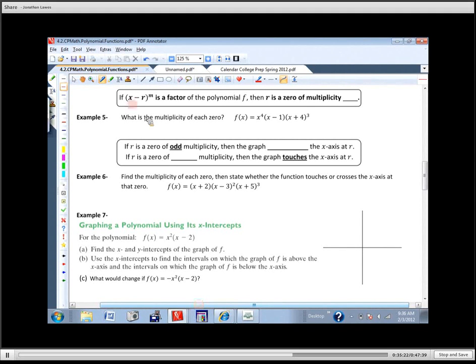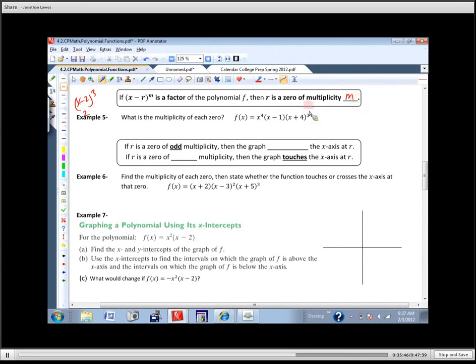Okay, so it says this. It says if x minus r raised to the m is a factor of the polynomial. So if we've got that as a factor, so if we've got something like x minus 2 quantity to the third, we already know what the x-intercept is, or the 0 that comes from this. It would be 2. But now we've got this extra word here. It says r is a 0 of multiplicity m.